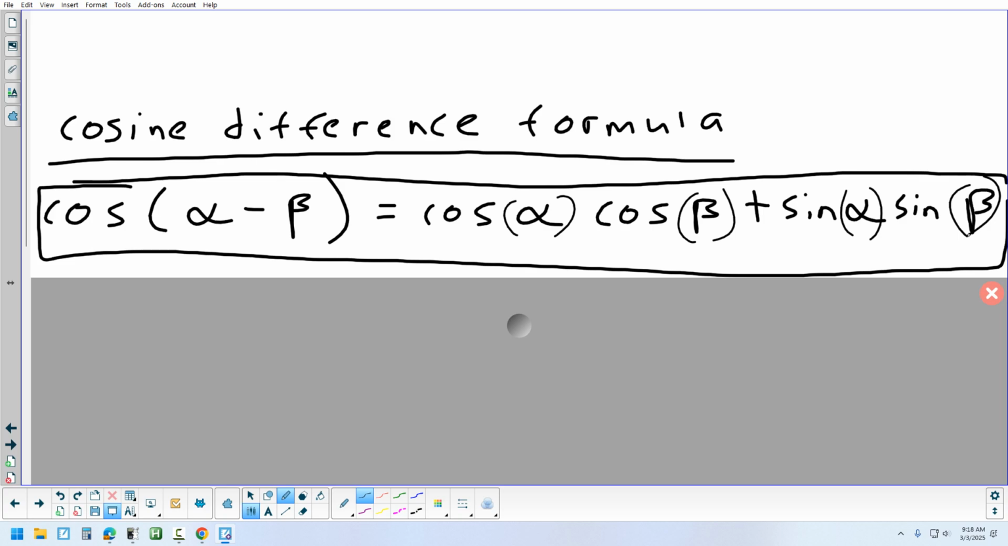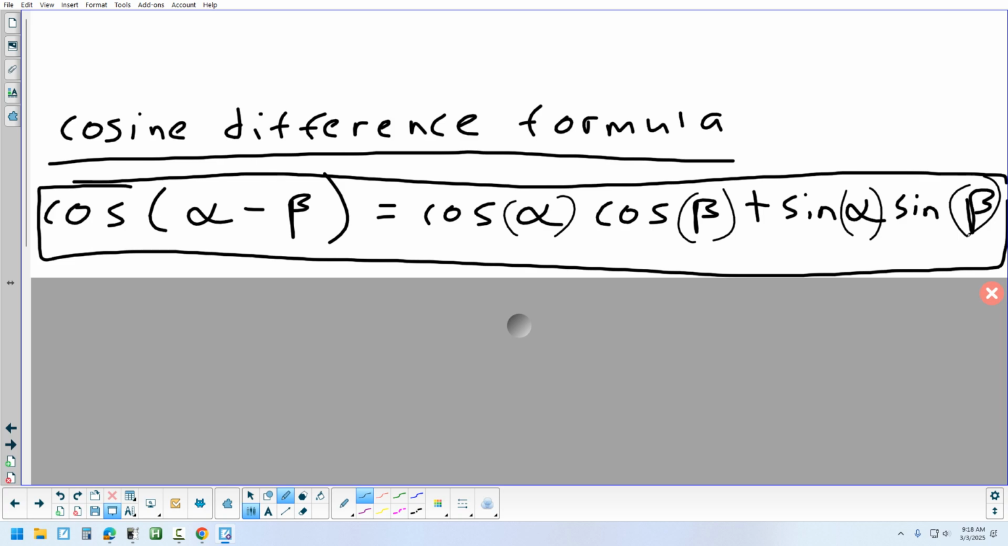So the first one rewrites as cosine alpha, cosine beta, plus sine alpha, sine beta. A couple things to notice in the pattern, because all of them are going to look very much the same. Cosine sum, cosine difference, sine sum, sine difference.